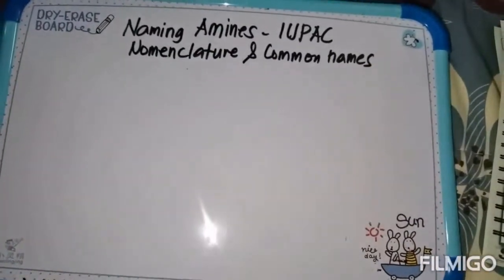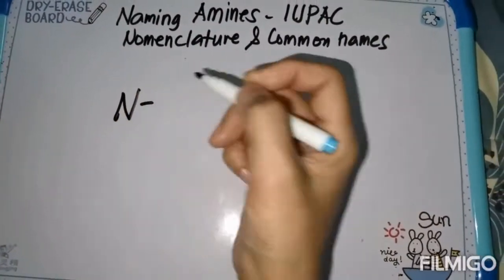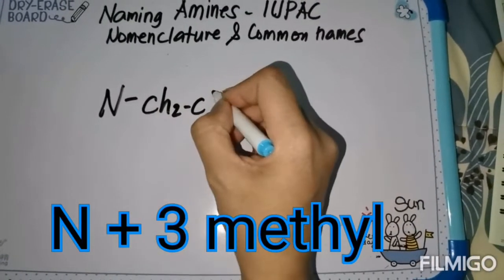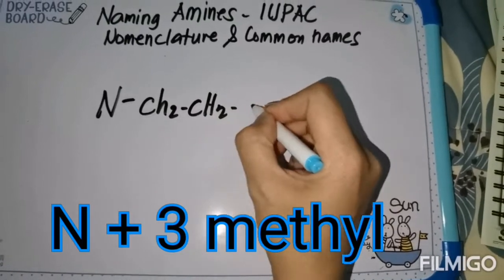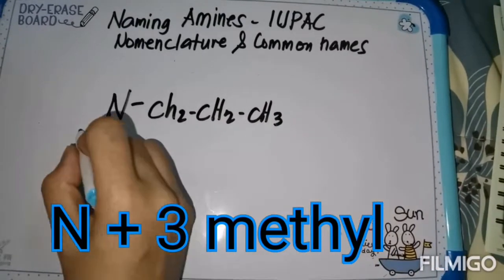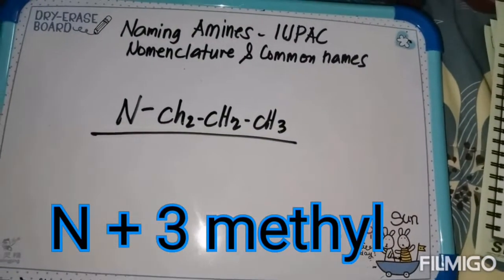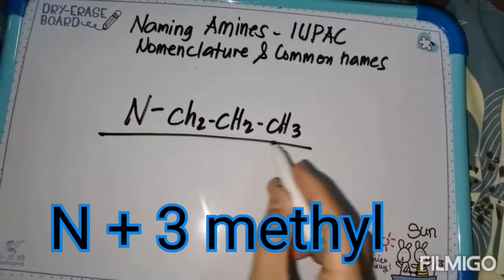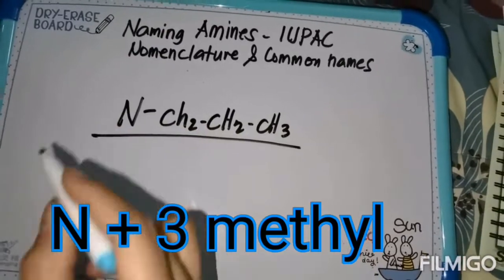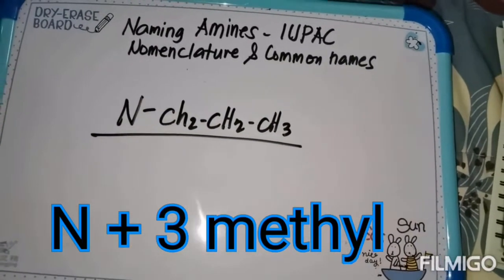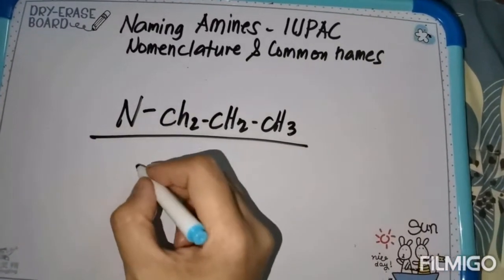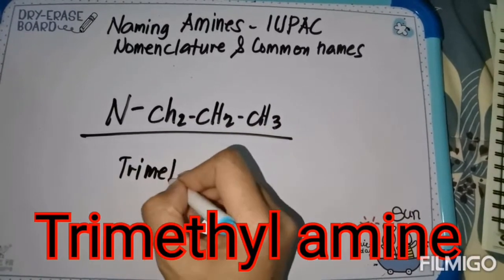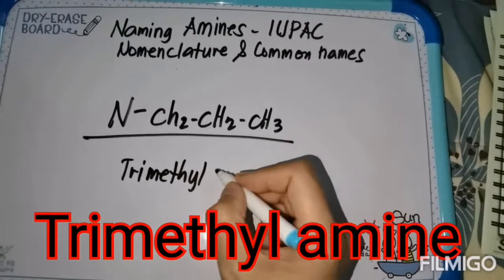So what if we have a nitrogen and a three carbon chain attached to it? So we have an example like this. So how could you name this particular molecule? So as you can see, there are three methyl attached to the nitrogen. So we will name this as trimethylamine.